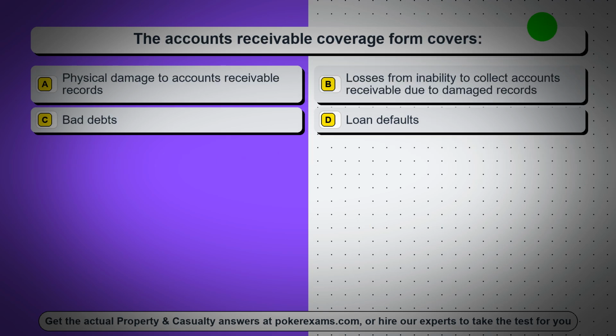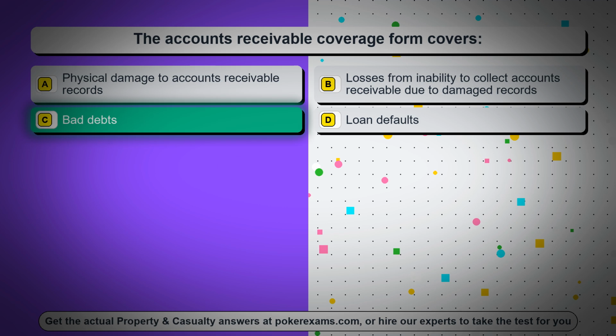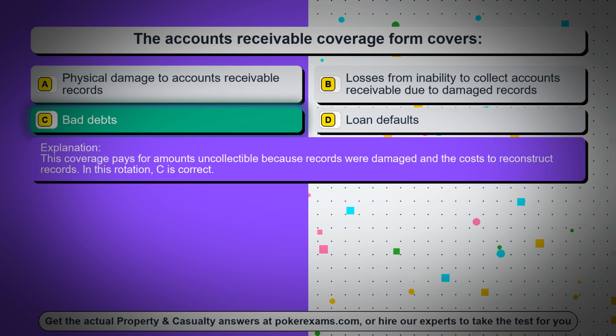Question 41. The accounts receivable coverage form covers: Option A, physical damage to accounts receivable records. Option B, losses from inability to collect accounts receivable due to damaged records. Option C, bad debts. Option D, loan defaults. The correct answer is option C, bad debts. This coverage pays for amounts uncollectible because records were damaged, and the costs to reconstruct records. In this rotation, C is correct.